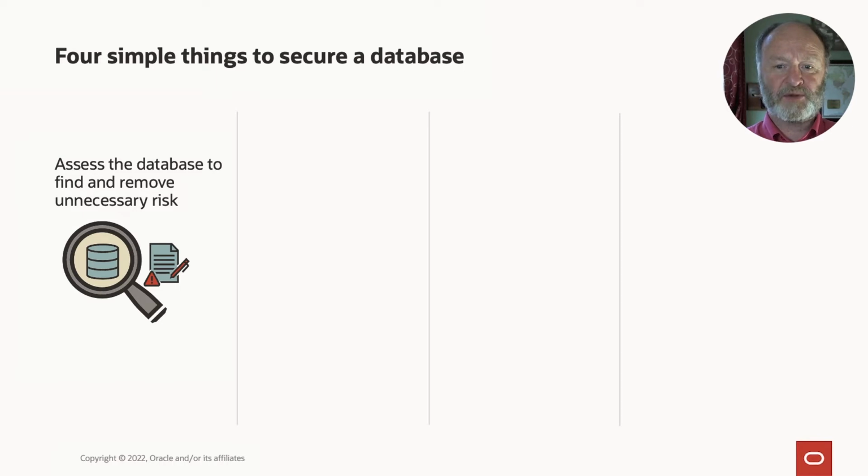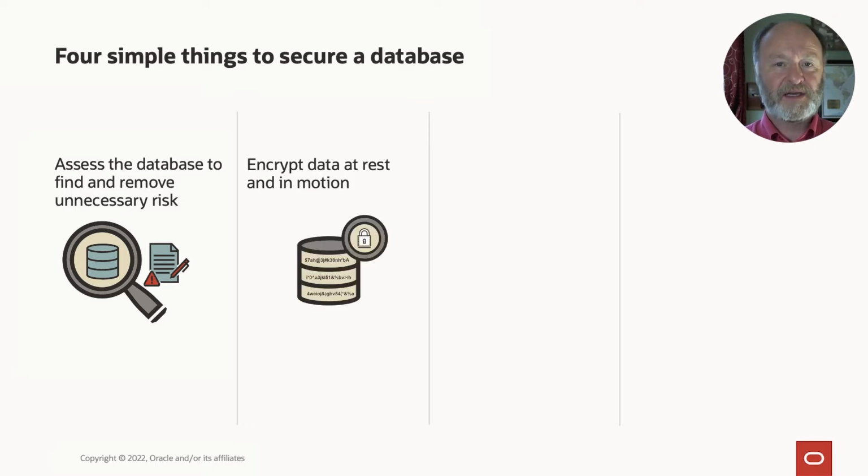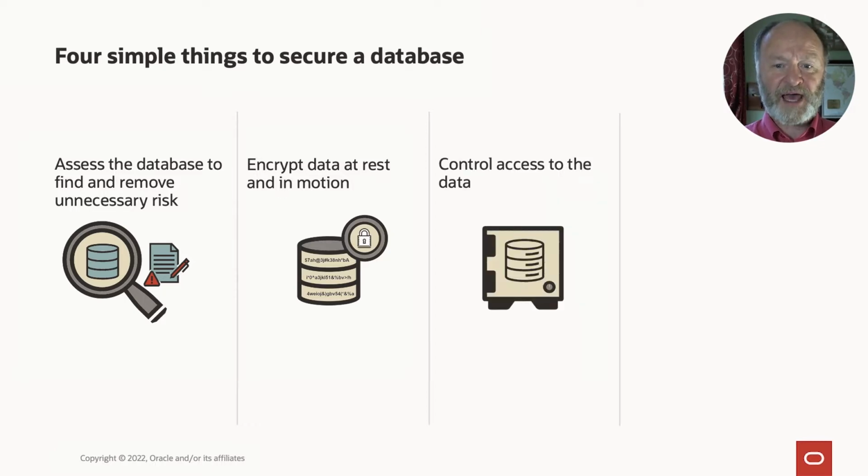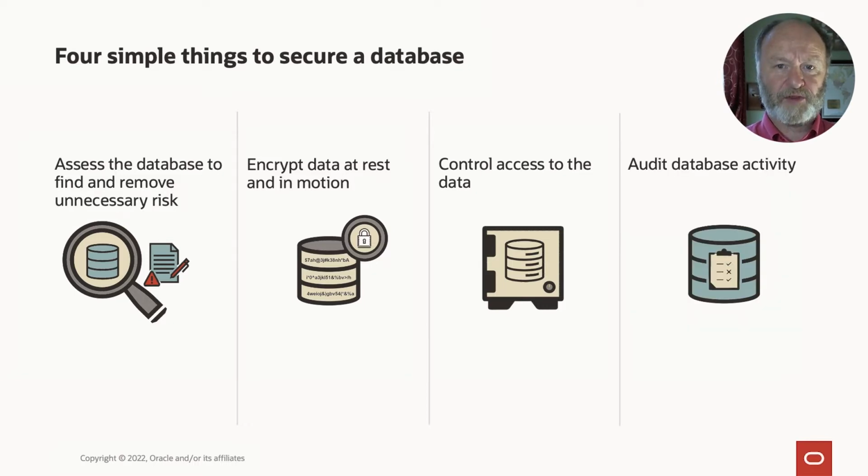First, it's important to assess your database's configuration to find places where your settings introduce additional risk into the environment. Next, you want to encrypt your data at rest and in motion to protect data as it transits over the networks and as it resides on your storage arrays. Then you want to control access to your database, ensuring that your database users have only the privileges needed to do their jobs. And finally, you need to have a record of what those users do once they're logged into the database, so you should audit your database activity.